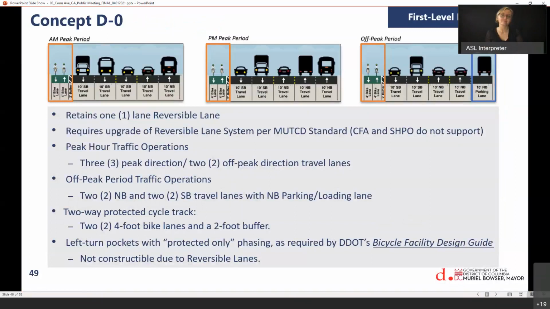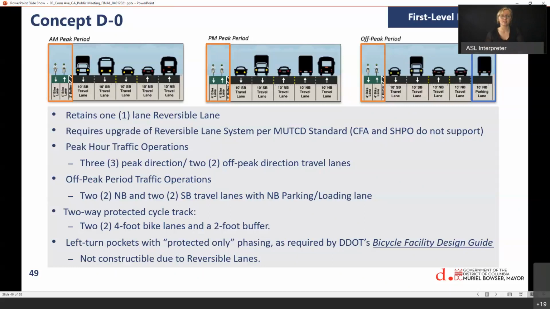Concept D0 retains the reversible lanes. This would require upgrades to lane usage, signage, and signals. During the peak hour, there would be 3 lanes in the travel direction, and 2 in the off-peak travel direction. During the off-peak periods, there would be 2 lanes in each direction with a parking and loading lane on the northbound side. This concept is different from the others, where we are providing a two-way cycle track that's protected on the western side of the street.